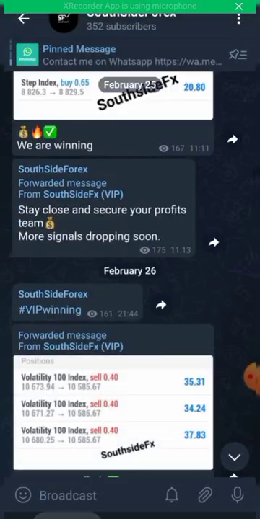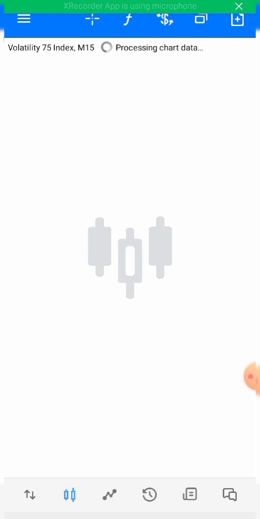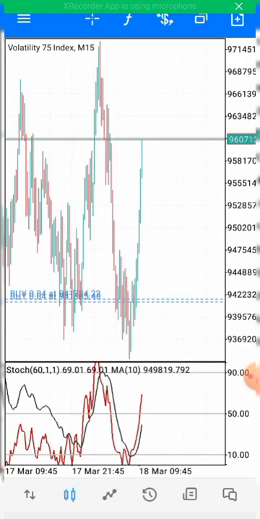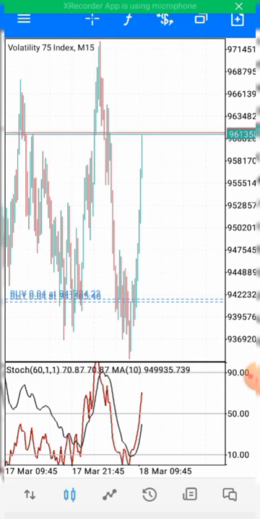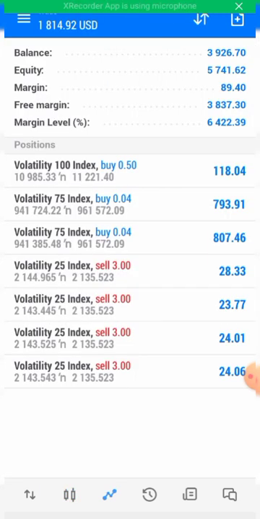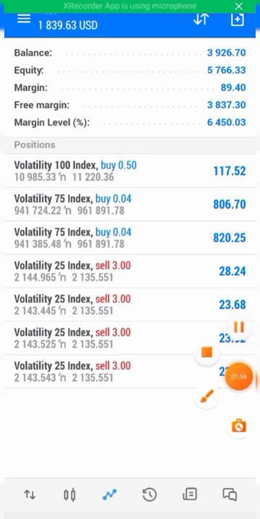So let's go over here. I'll share with you how this is done professionally, even as a beginner. If you learn these principles and understand them, you too can make a lot of profits from trading VIX 75. You see our trade is running. Massive profits right here.